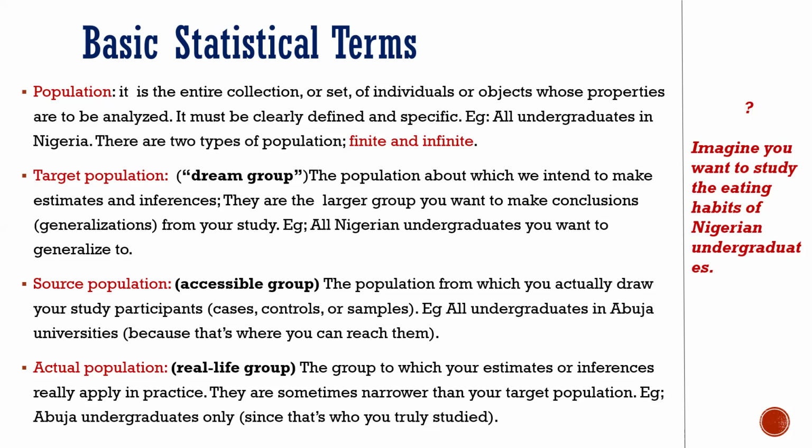Do you understand what I'm talking about? What I'm talking about, right? So they are your source population. They are the ones that you are accessible to.